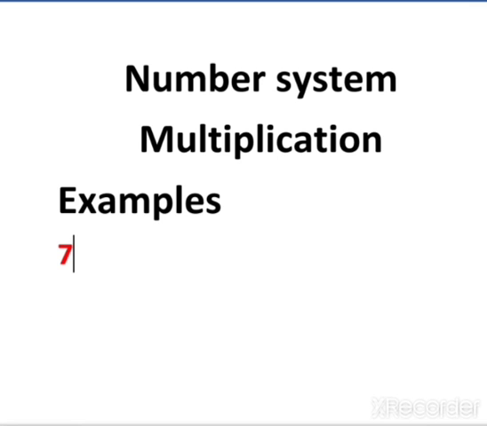Now I give you one example. The number is 7 multiply minus 5. First we are going to multiply the numbers. If we multiply the numbers, the answer will be 35, isn't it? So 7 into 5 is 35. And you also multiply the signs. 7 has a positive sign and 5 has a negative sign. So plus into minus is minus. So the answer is minus 35.